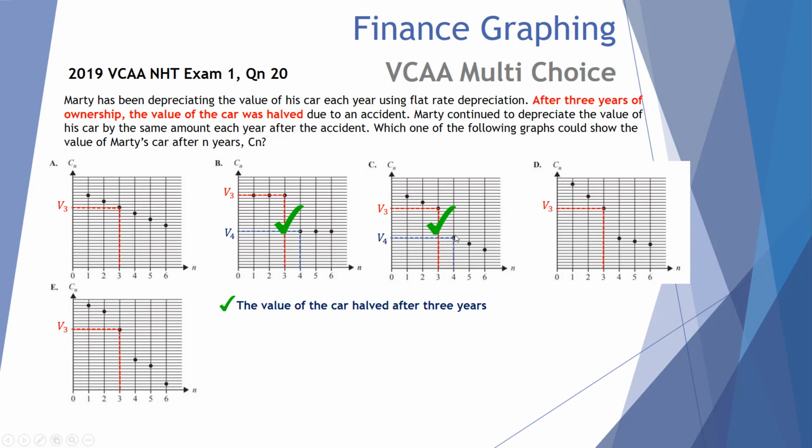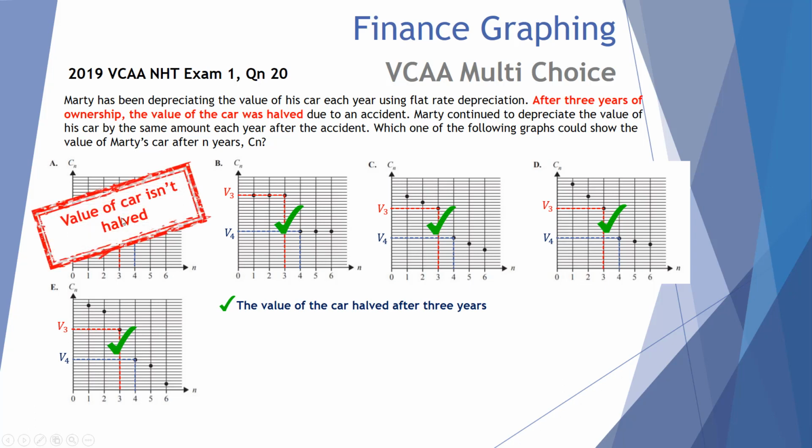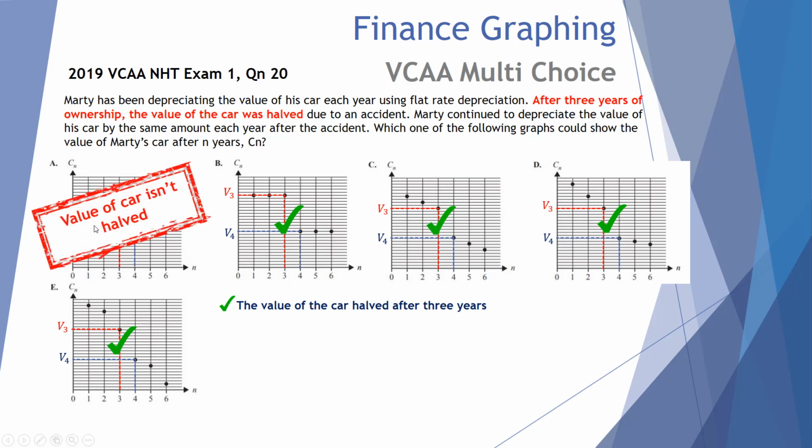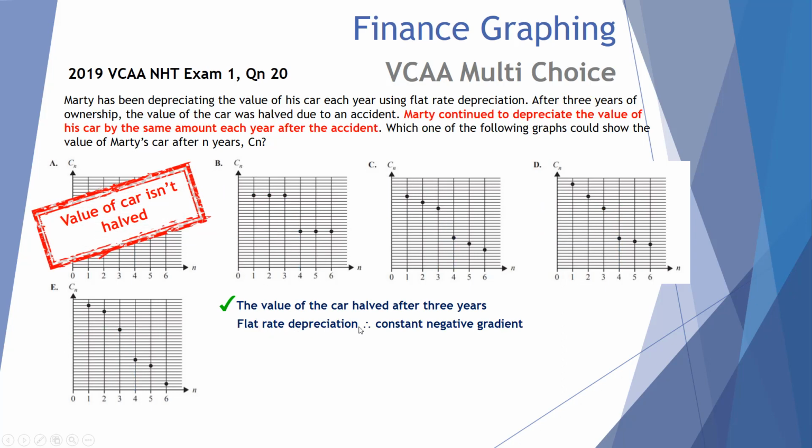Graph C, we find the value of 3. After 1 extra year from 3 to 4, it drops to only half. Graph D also after 4 years has dropped to half the value it was after 3 years, as has graph E. It has dropped half its value from here on the graph to about halfway after 1 additional year. This graph, on the other hand, graph A, the value of the car isn't halved. You can see clearly half of V3 would be about here, so that one doesn't meet the requirement. So we've eliminated A.